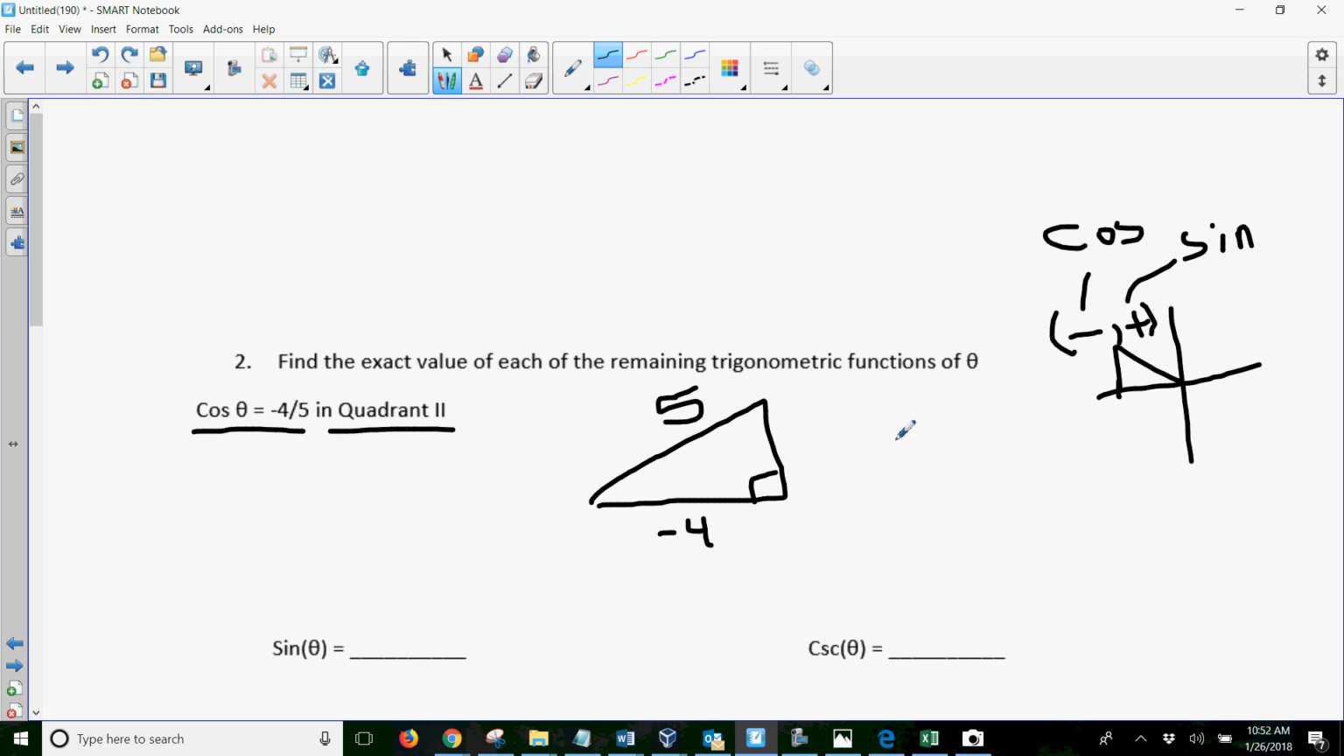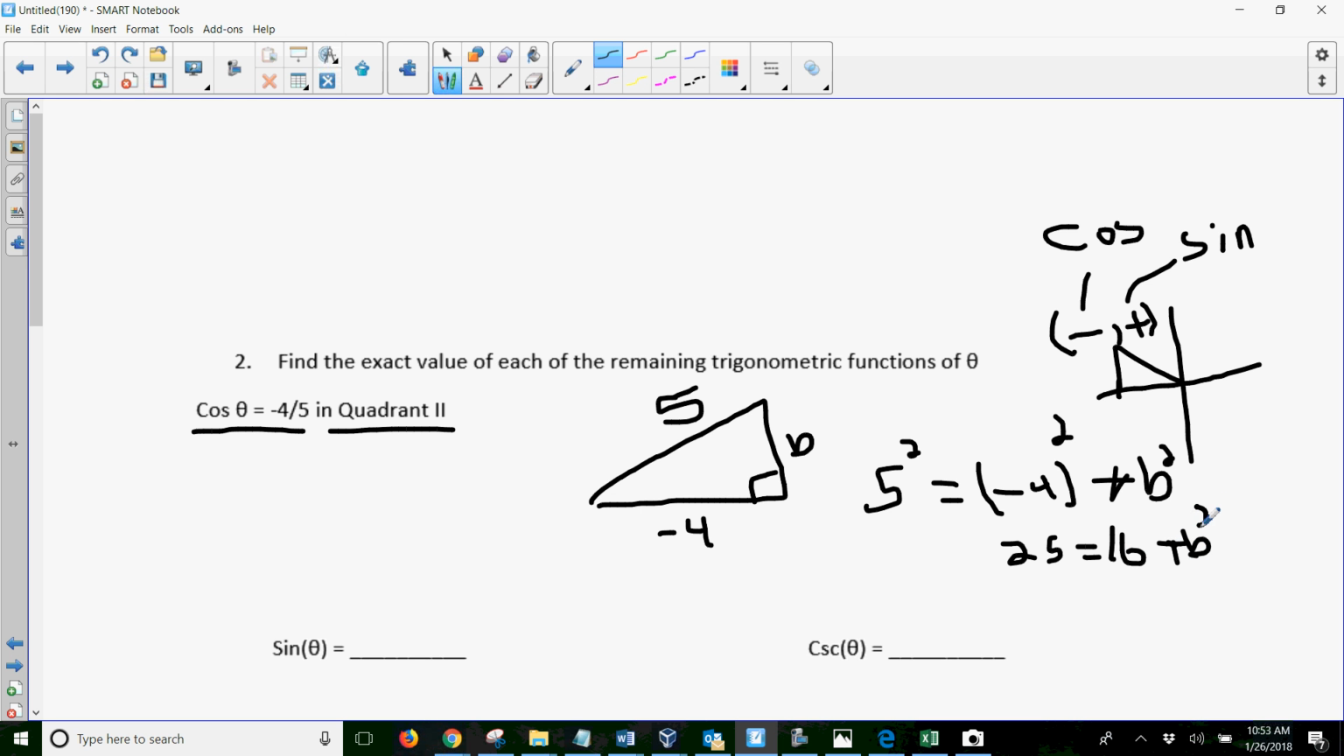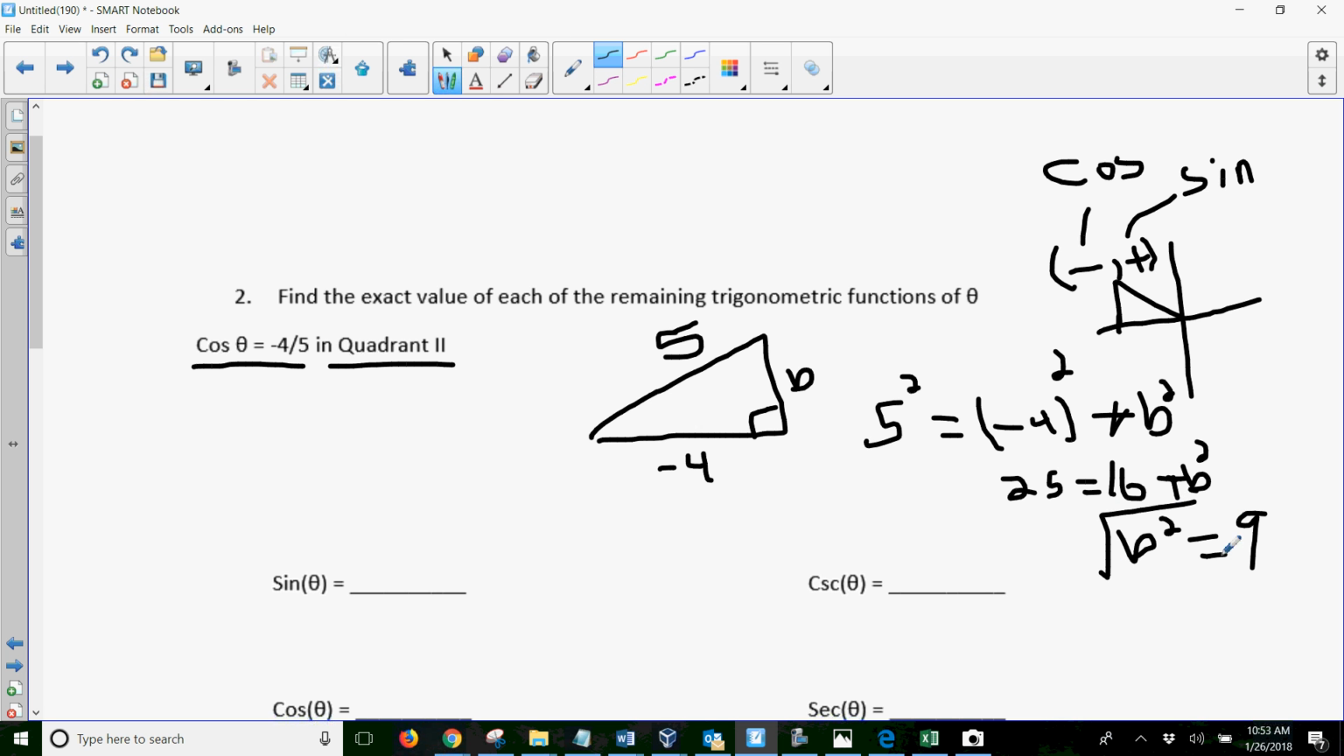So we can use the Pythagorean theorem to find the other leg of the triangle. So recall that the hypotenuse squared is going to equal the legs of the triangle squared. So -4 squared plus b squared. Okay. So 5 squared is 25. -4 squared is 16. And we still have this b squared. So we want to go ahead and subtract 16 from both sides, which will give us b squared equals 9. And if we take the square root of both sides, we get b is equal to 3. Okay.